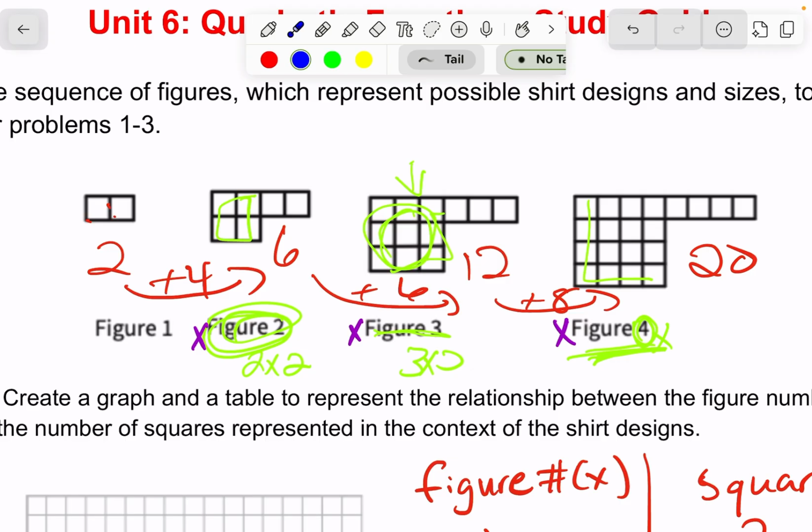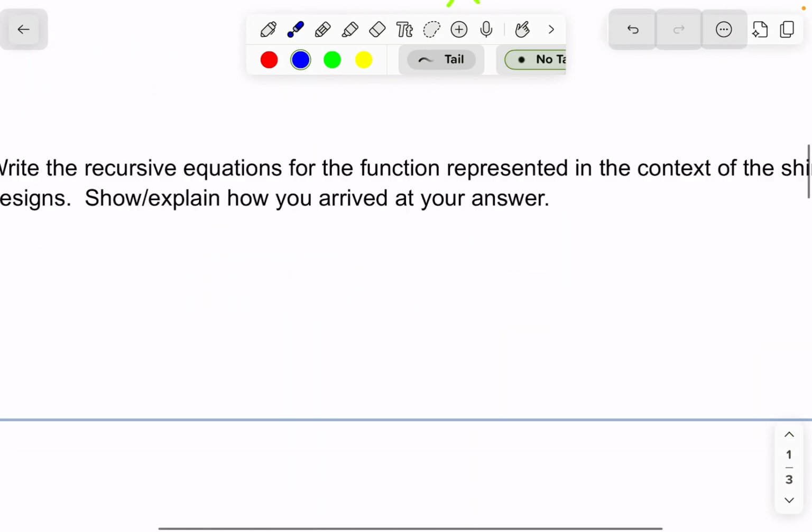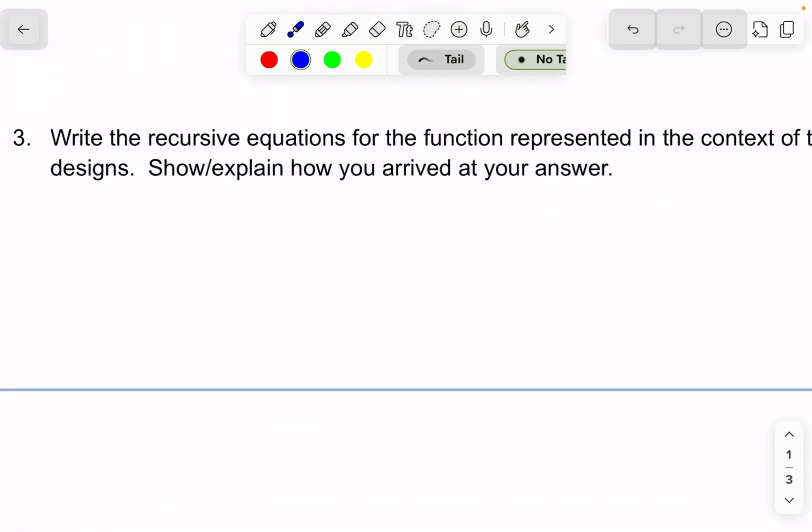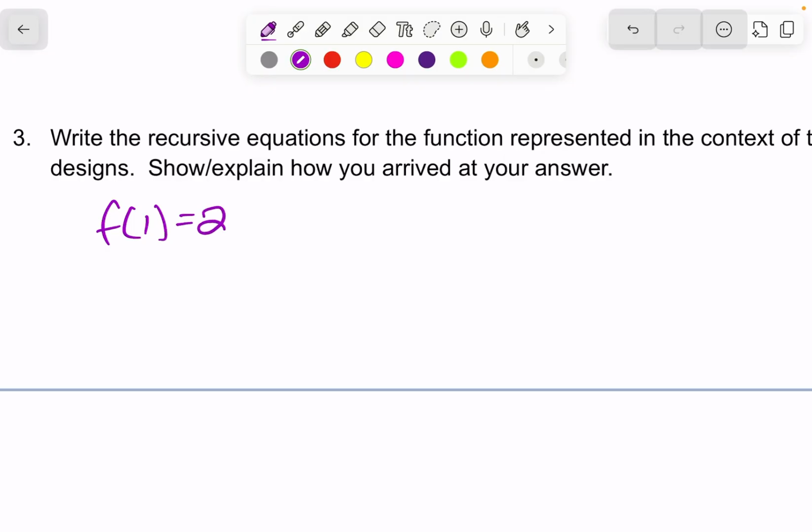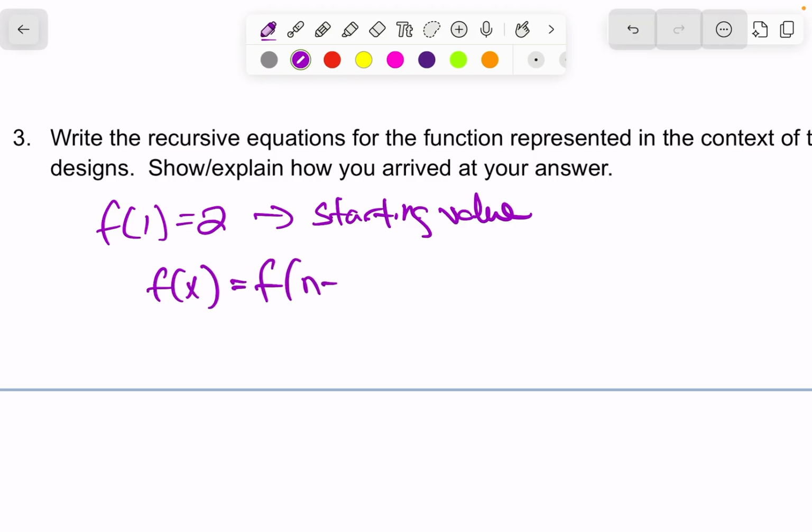So what's the recursive rule here? We're going to write the recursive rule. Our starting value, I'm just going to do this first because we always have to include that: f of 1 equals 2. Starting value. And then we're going to have f of n equals f of the previous, and we're going to add to that 2 times n.